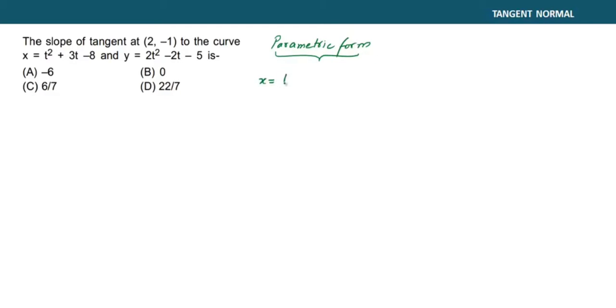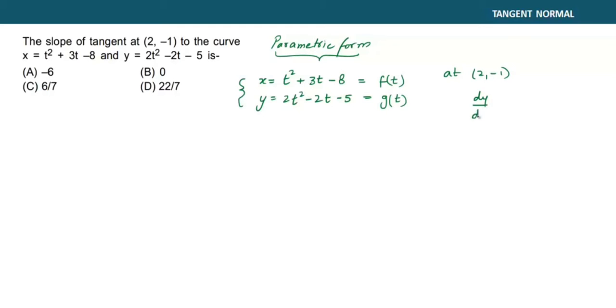So x is given to be t square plus 3t minus 8. y is given to be 2t square minus 2t minus 5, right? So these things are given in terms of t, so let's say this is f(t), which is given to you, and this is g(t). Now our target is to find the slope of the tangent at (2, minus 1). So for slope, what do you want? You want dy by dx. But since it is a parametric form, we can say dy by dt divided by dx by dt. Can we do this? Yes, absolutely.